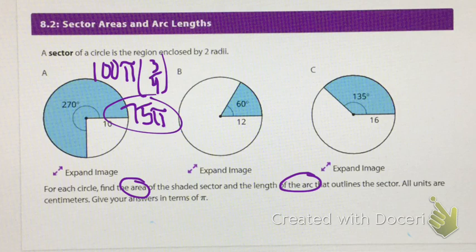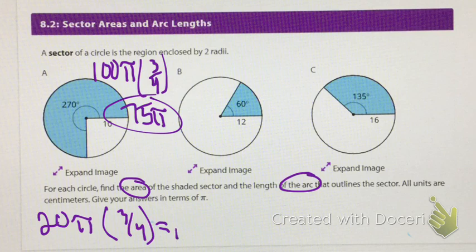And I go down to the arc length. I'm using the diameter. So 10 plus 10 is 20, so 20 pi is the diameter times pi, the circumference, and that's still 3/4. So 3/4 of 20 pi is going to be 15 pi.